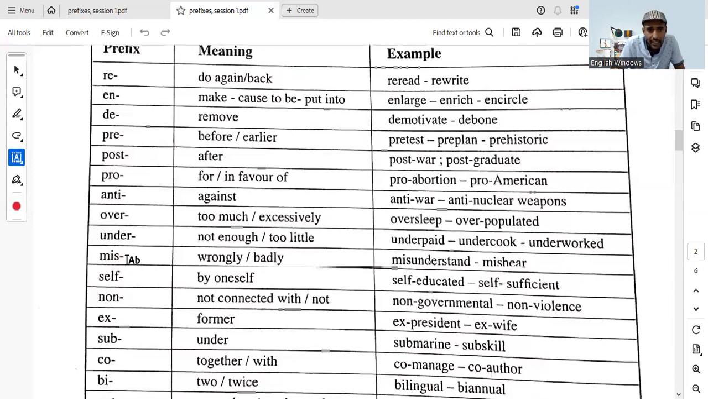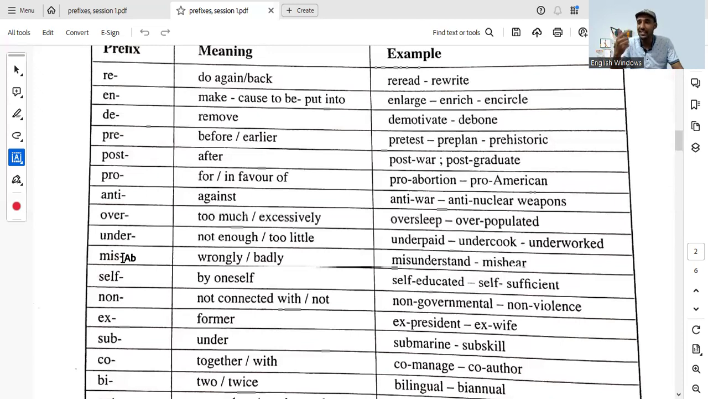Well, miss. Whenever you find a miss, it means wrongly or badly. Like misunderstand, it means you understand in a wrong way. You didn't get the idea. Misunderstand. Miss here. You didn't hear me well, I said one thing and you heard something else, right? Okay, so that's miss here.